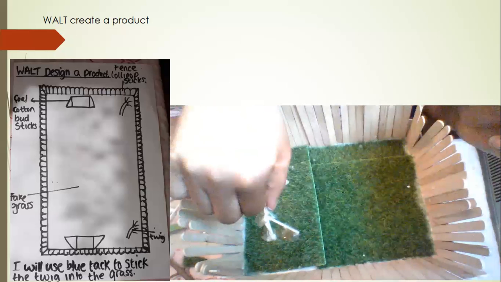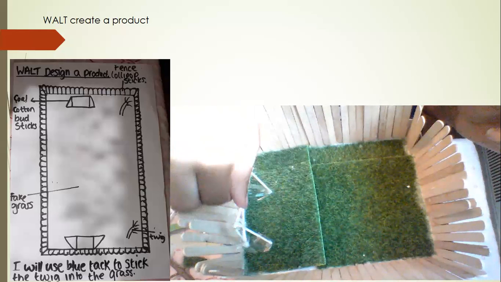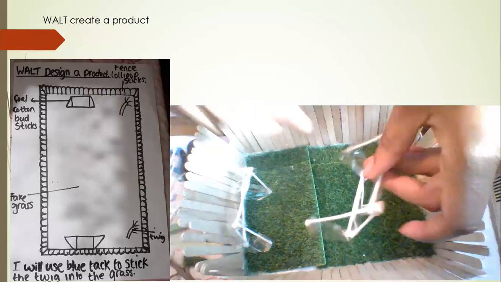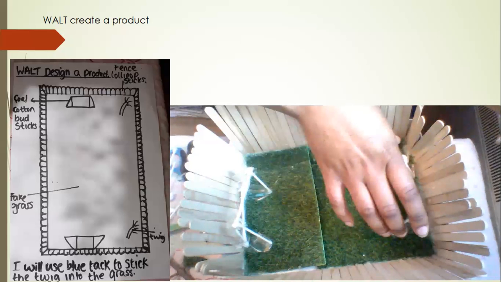That's my one. I'm going to put it there. Hope it stands up. There we go. One goal, and here's my other goal that I made before. This one's a little bit wonky. That's my two goals. And then what am I missing?